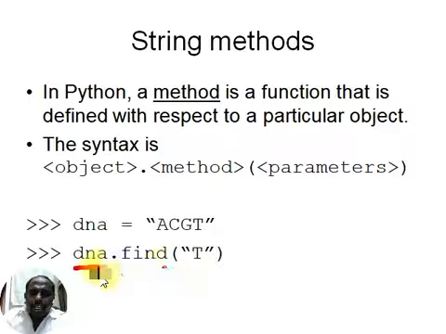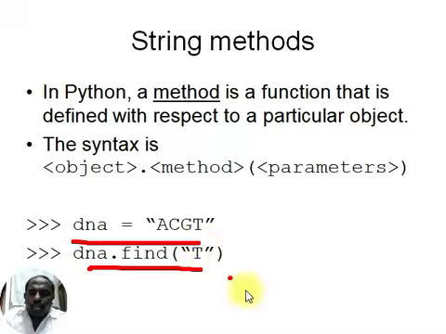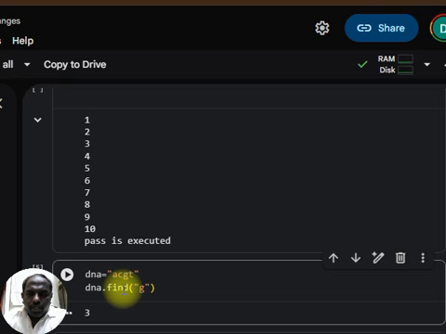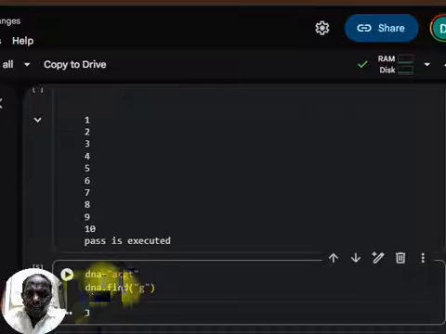We will see how it works in Colab. I put the value DNA equal to AGCT. Here I give DNA dot find of G. What is the output? It is 2. It displays the index value, the location of G. The index value of A is 0, C is 1, G is 2. So two is returned. The same thing I put here with D. What will we get here? Minus 1.